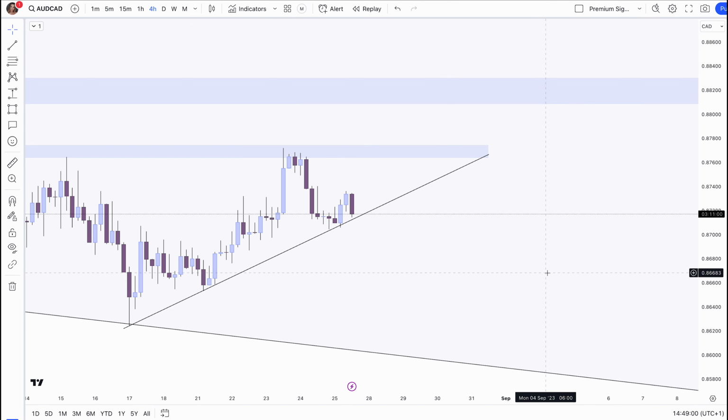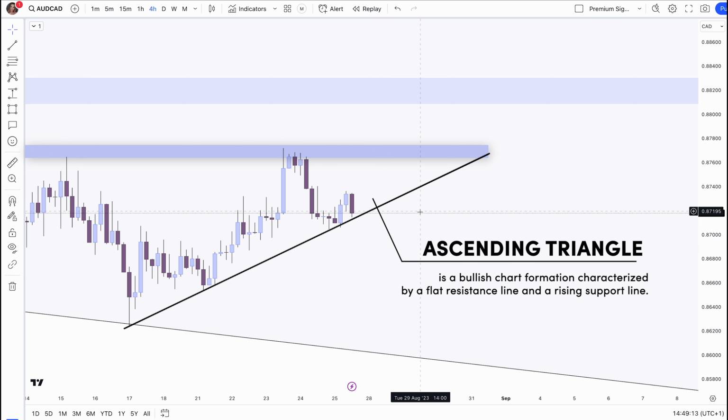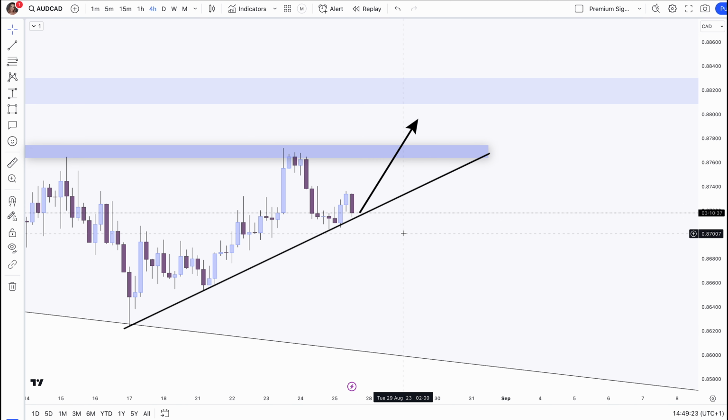So to spice things up, can you identify a chart pattern in 3, 2, 1? If you take a look again at this uptrend and this resistance, it adds up to an ascending triangle chart pattern. Now the question is, which direction will it go? Will the buyers be able to break that level, or will the resistance be too strong?